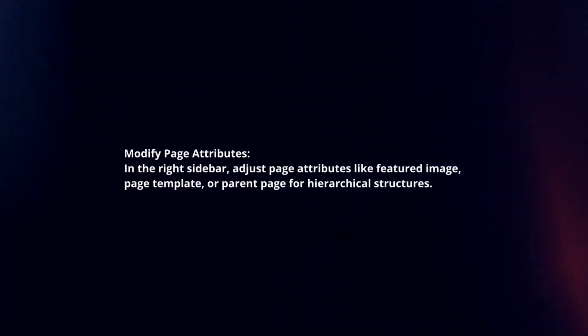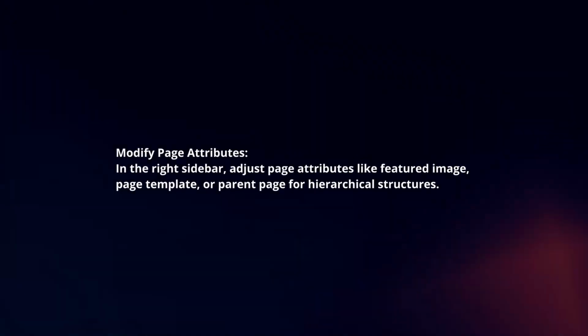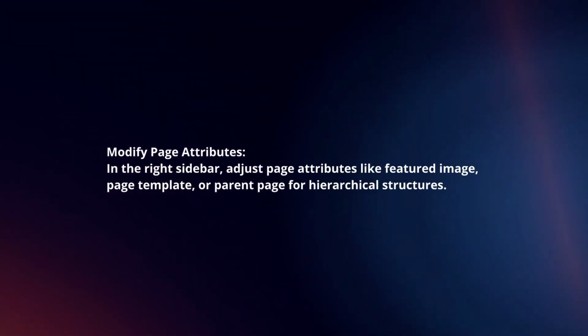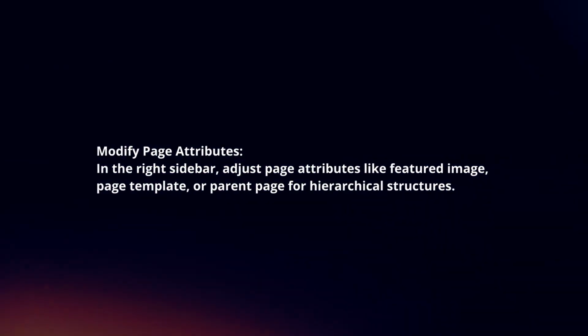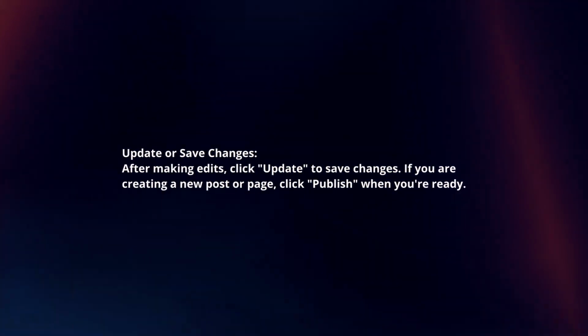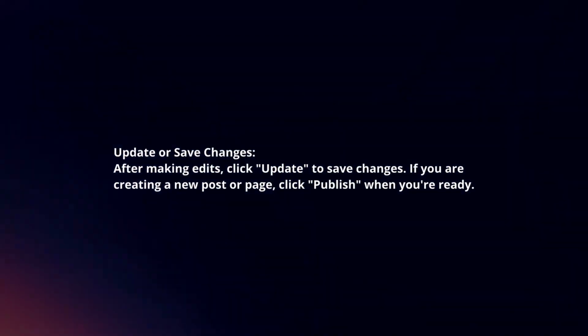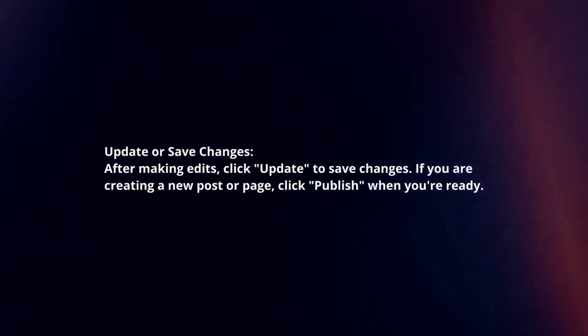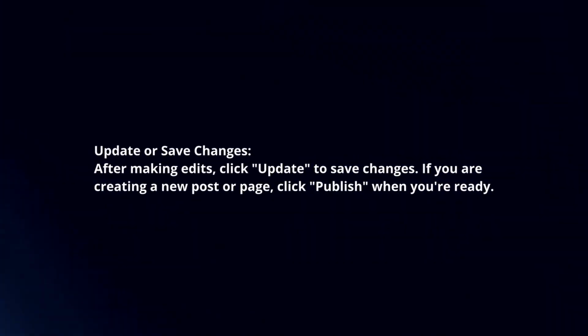Modify page attributes. In the right sidebar, adjust page attributes like featured image, page template, or parent page for hierarchical structures. Update or save changes. After making edits, click Update to save changes. If you are creating a new post or page, click Publish when you're ready.